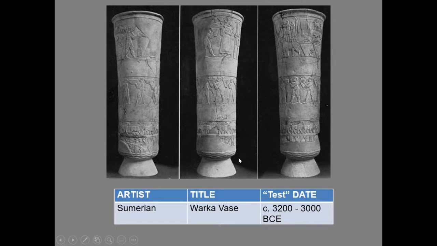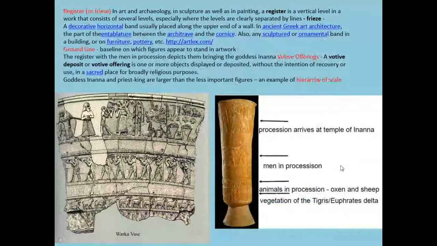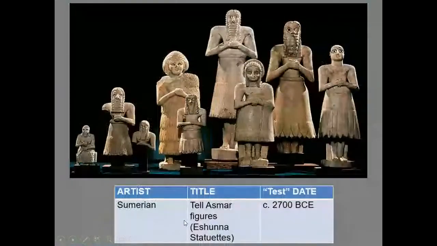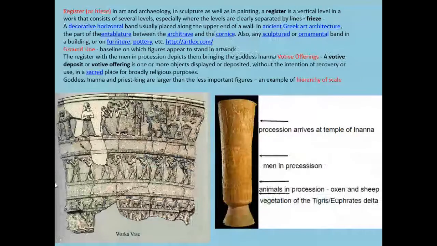We see the vegetation, then animals, then the lower class people, and then we get to the upper class, including the priest king and the figure of the goddess Inanna. We see here that the procession alternates the direction. You can see the animals moving in an opposite direction, the men above them, to the figures bringing the votive to the goddess. So remember, registers and ground line we've covered.